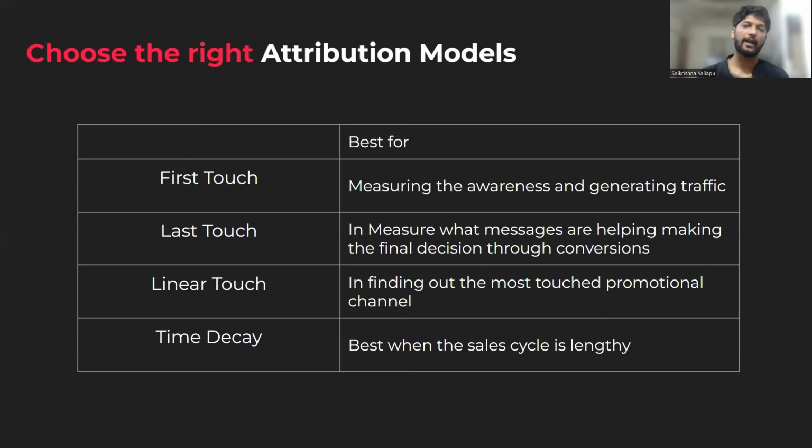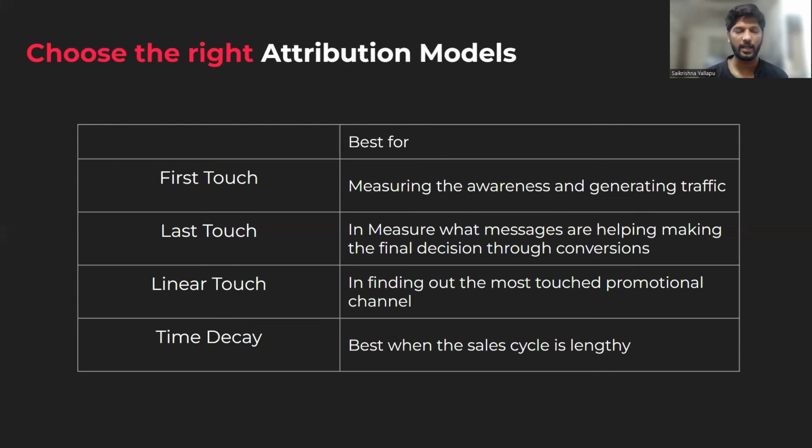And how to choose the right attribution model is, as I said, the first touch is very good when you are looking at a brand awareness stage and want to generate as much traffic as possible. When you need to generate brand awareness, the first touch attribution model does the work. And the last touch attribution model will help in understanding what marketing channels are playing a role in pushing the customer or the consumer towards a decision.